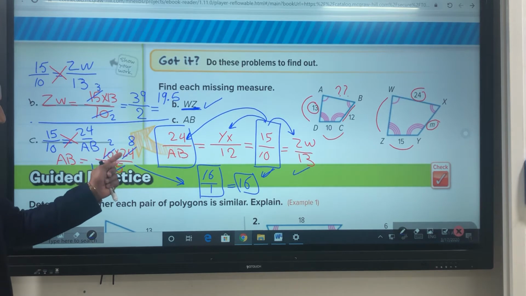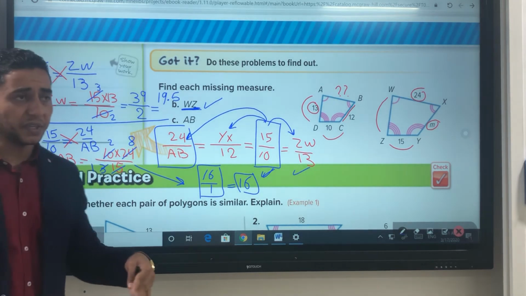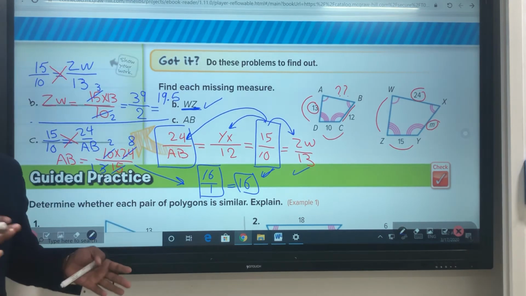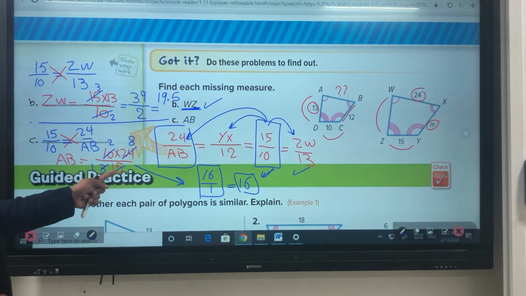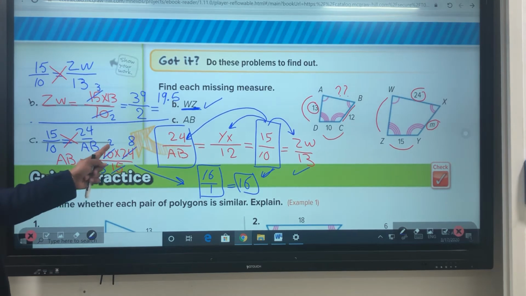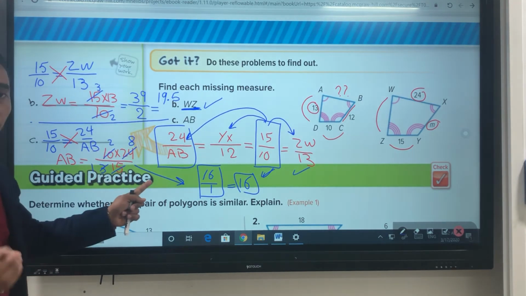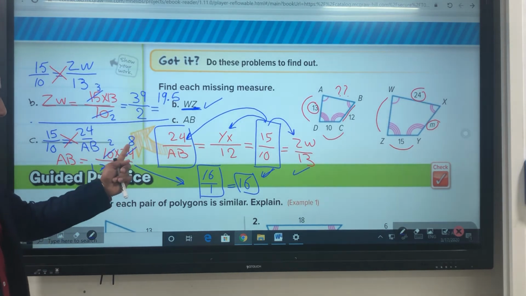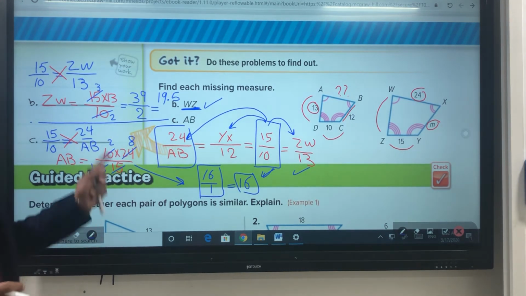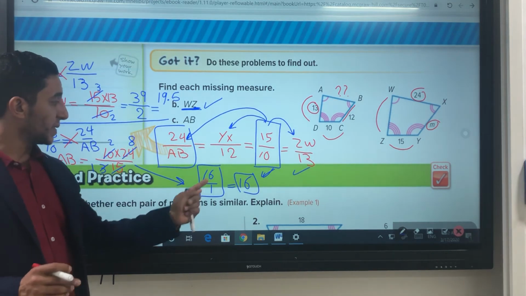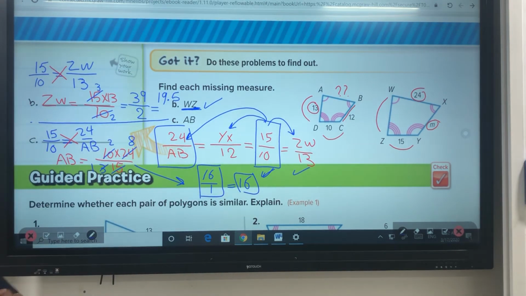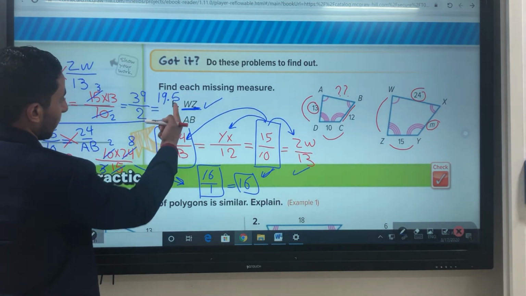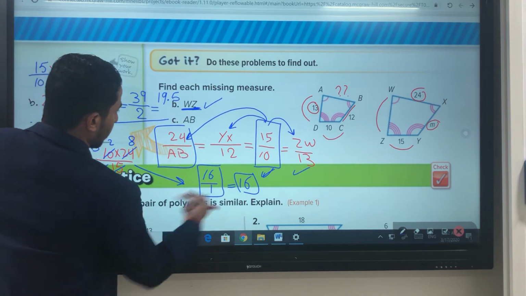Before you multiply 10 by 24 and then divide by 15, they are big numbers. So you can simplify first. Divided by 5, 15 divided by 5 equals 3 and here equals 2. And 24 is also divisible by 3. So divided by 3 equals 1, divided by 3 equals 8. And the final multiply: 2 multiply 8 equals 16. So 16 over 1. So here WZ equals 19.5 and AB equals 16.